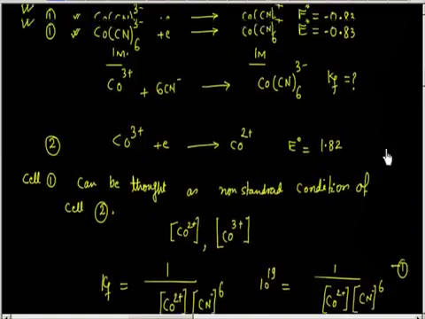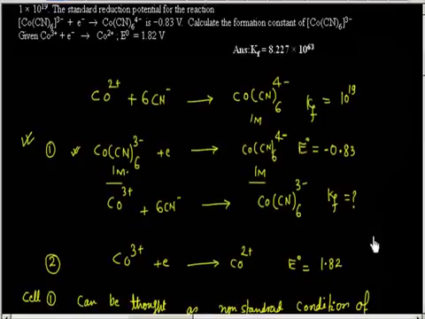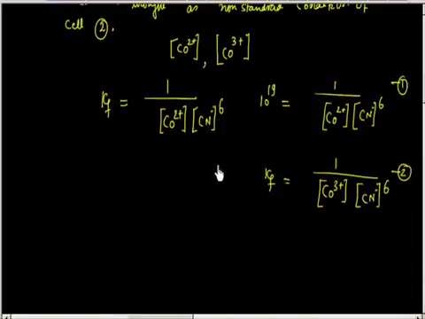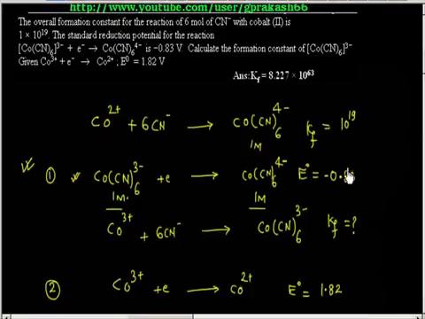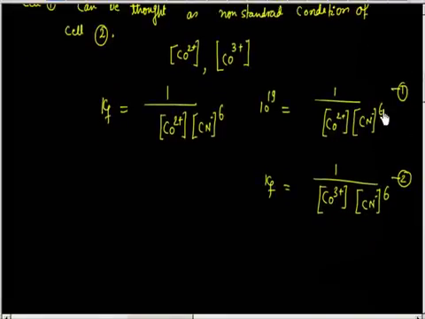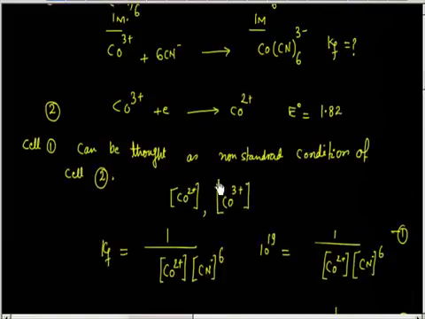Now you see what we will have. So this is this reaction. I can write E cell for this reaction: E cell is given, that is basically minus 0.83. So minus 0.83 is equal to E degree, E degree is 1.82.